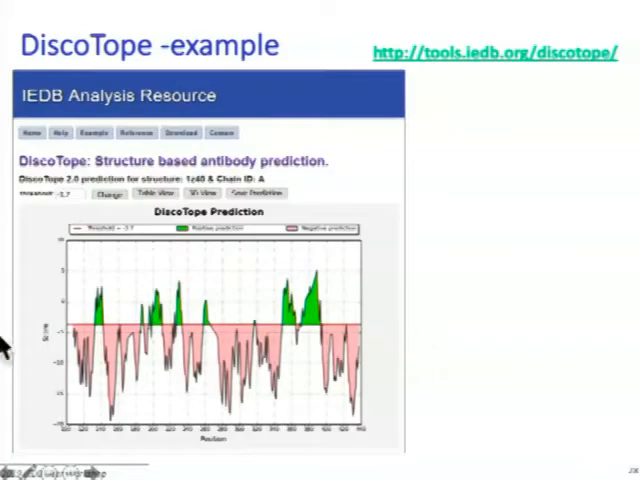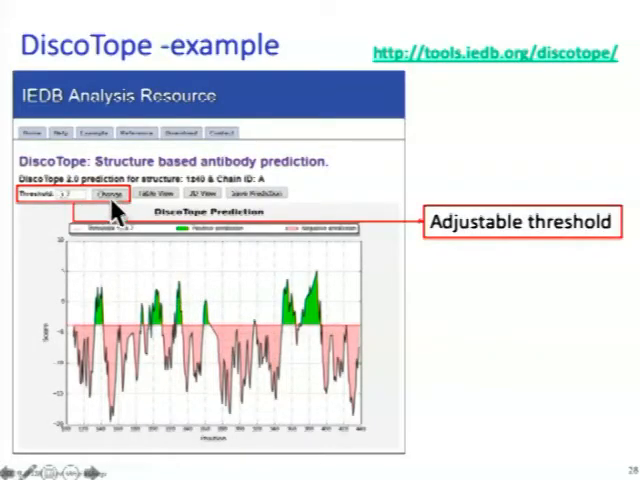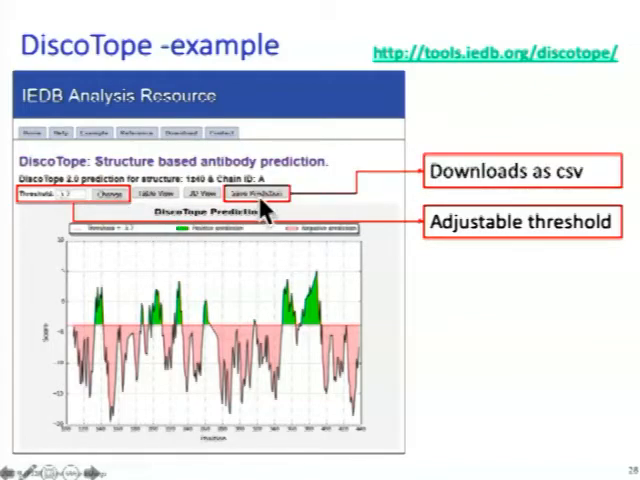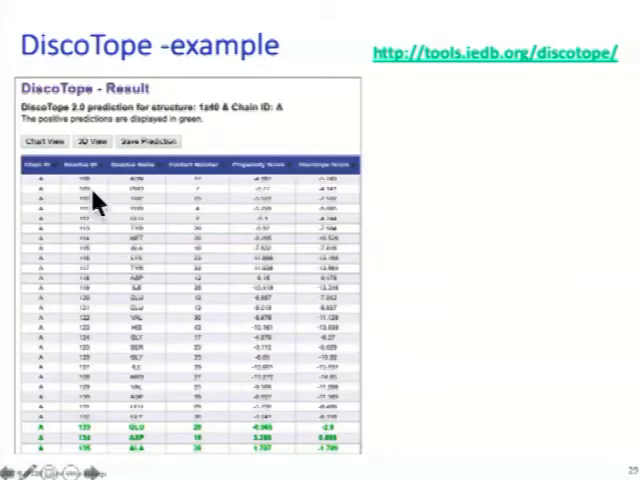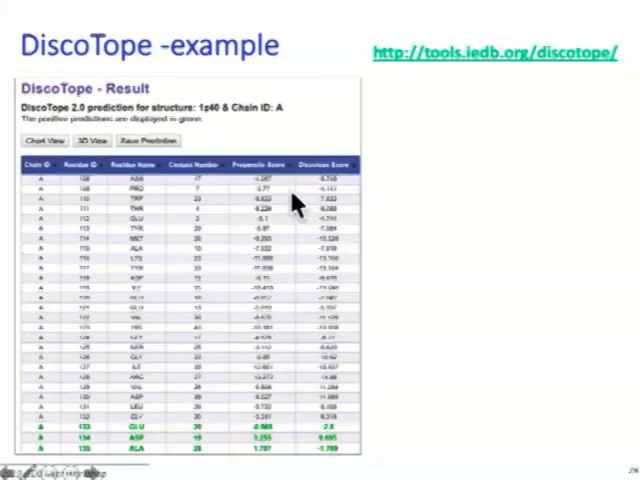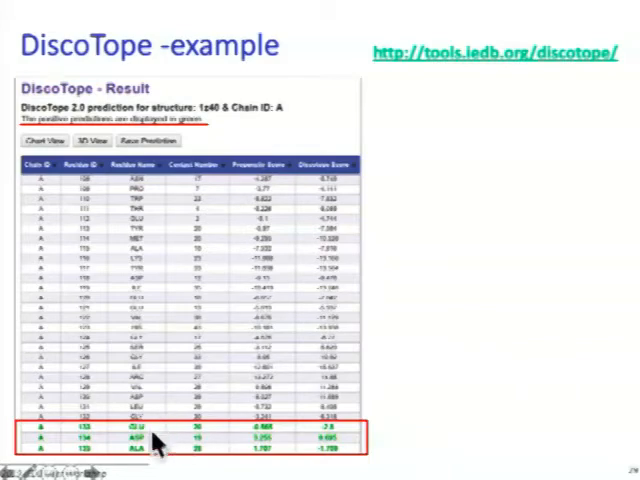So you submit this, and you get these values. This is the 3.7 threshold, and everything in green is a positive prediction, visualized here on the linear sequence, but you can go through different views. You can adjust your threshold if you want other estimated values for sensitivity and specificity. You can save your prediction as a CSV file. You can do a table view, which lists the specific score for each residue. And more interestingly, these are the residues that are better than your threshold, and you can look at them on the 3D structure.